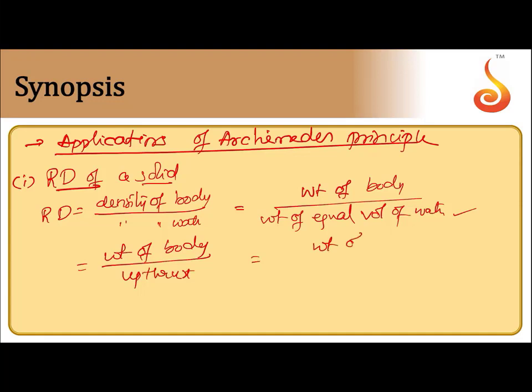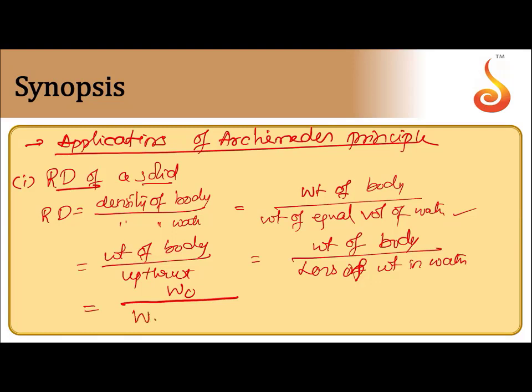Weight of body, upthrust is nothing but loss in weight in water. So how do I write this? Relative density is W naught divided by W naught minus weight in water. Loss of weight in water is nothing but its actual weight minus its weight measured in water. So relative density can be calculated simply by measuring its weight first in air, and then finding its weight in liquid and taking the ratio. So relative density of the solid can be calculated like this.